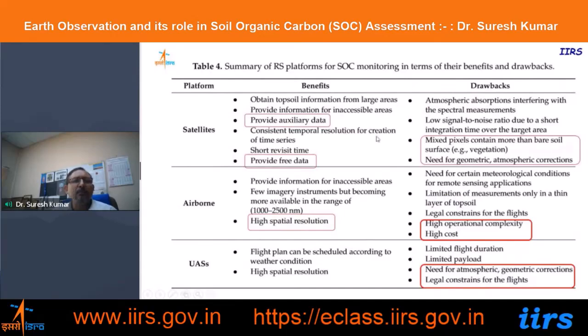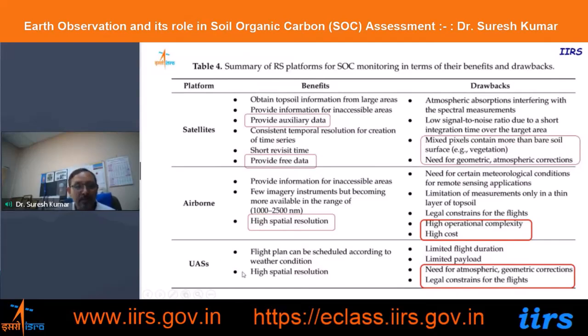So what is the benefit of satellite data, airborne data, and UAVs? The benefit of satellite data is that it provides free data, but here is the problem: because the spatial resolution is larger, there are mixed pixels. Airborne is a medium resolution, but airborne gives you high spatial resolution. But cost is very high, and operational complexity is there. That's why airborne is very costly and very complex to analyze.